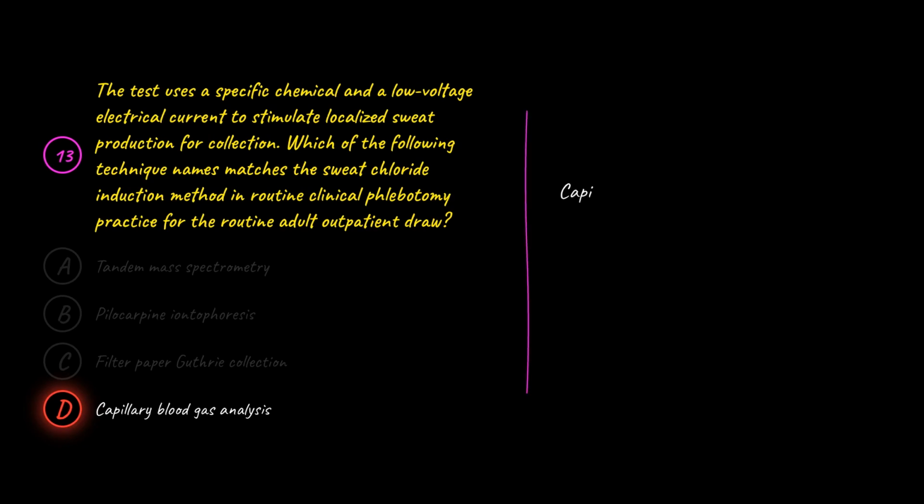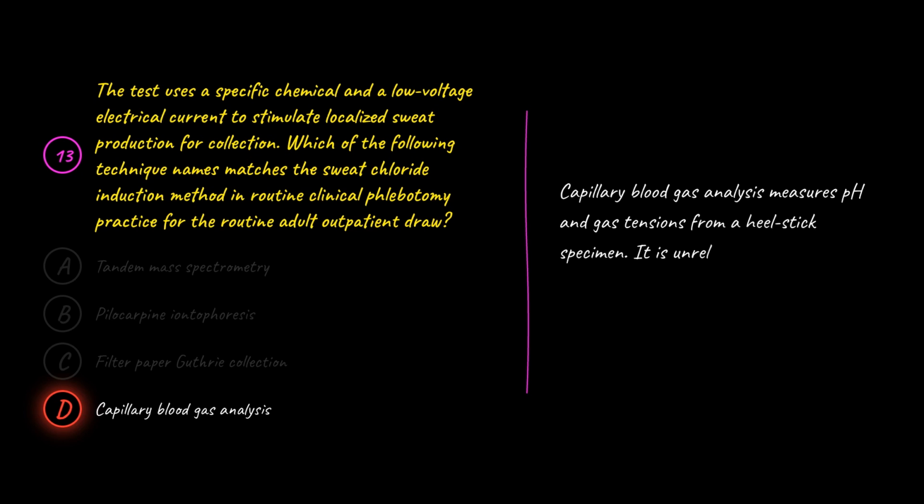D is wrong because capillary blood gas analysis measures pH and gas tensions from a heel stick specimen. It is unrelated to sweat chloride testing for cystic fibrosis evaluation in pediatric patients.